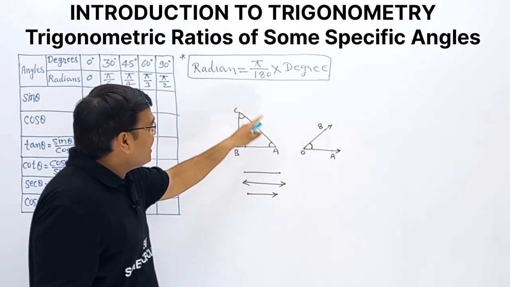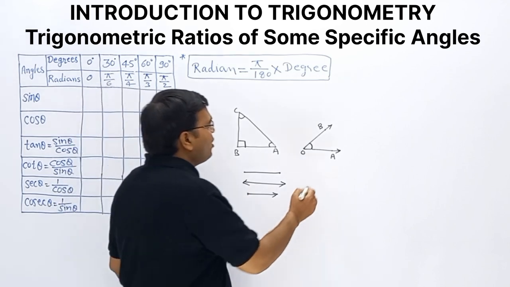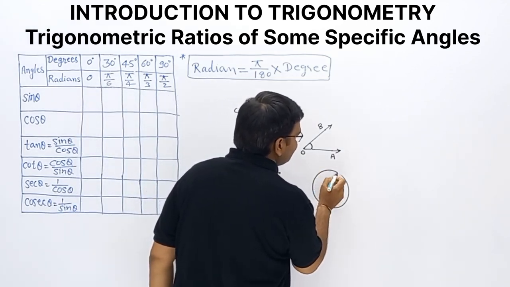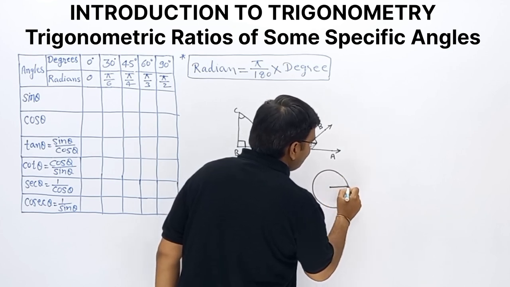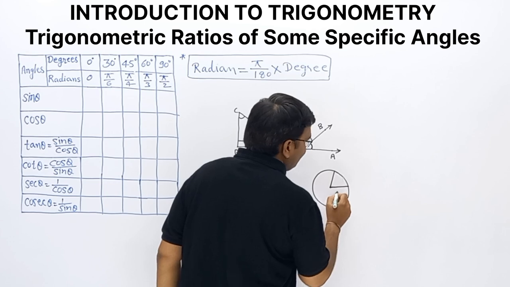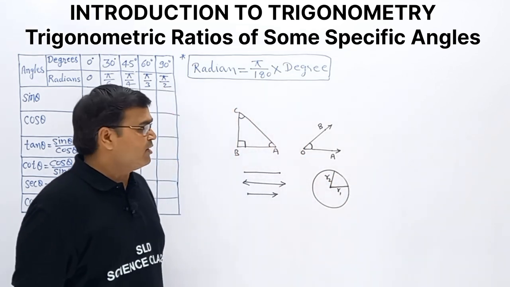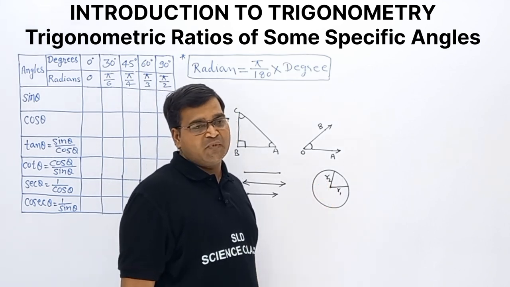In the triangle we have three angles. Once we talk about the circle, in the circle we have a center point. The center to circumference distance is what? Radius. R1 and R2 are two radii. Observe, R1 and R2 are two radii.